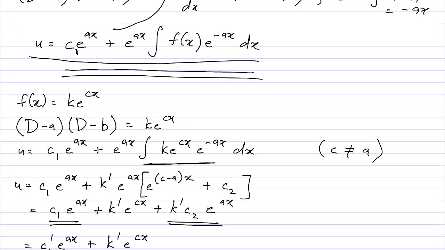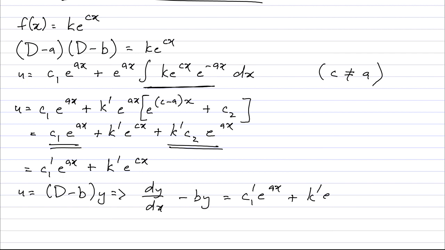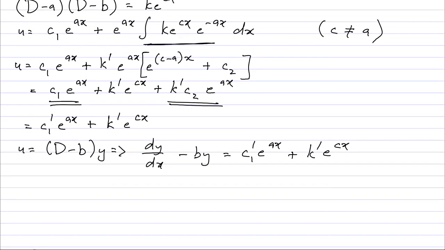Okay, so u is equal to of course d minus b times y. So you'll be writing that dy by dx minus by is equal to c1 prime e raised to power ax plus k prime e raised to power cx, right? And then you'll be writing that y is equal to e raised to power bx. Okay, some new constant, let's call it c3.